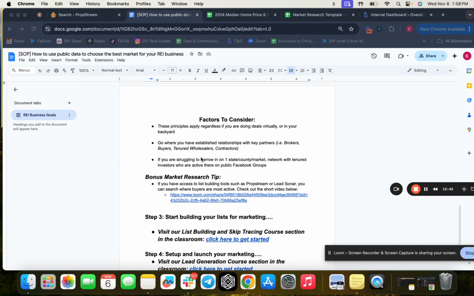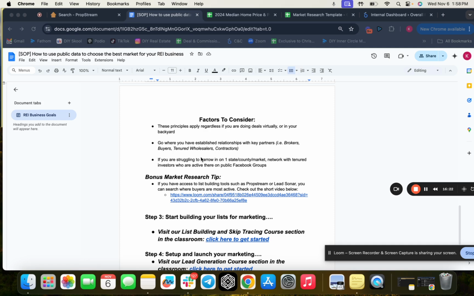And some last factors that I think are worth considering: these principles apply regardless if you're doing deals virtually or in your backyard. It does not matter, right? You can still do this and still take the same approach and see what you uncover with markets as you're comparing and contrasting. Next, always go where you have established relationships, right? If I'm talking to clients that are thinking about breaking into new markets, I always ask if they have relationships there first. Why? Because it's going to allow you to have people that are going to help you through the deal making process, where it's going to offset the time, it's going to offset the responsibility of what you need to do in the deal making process.